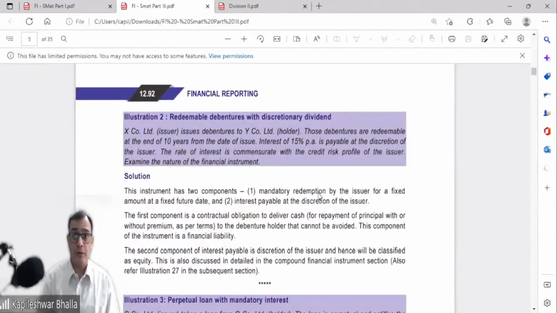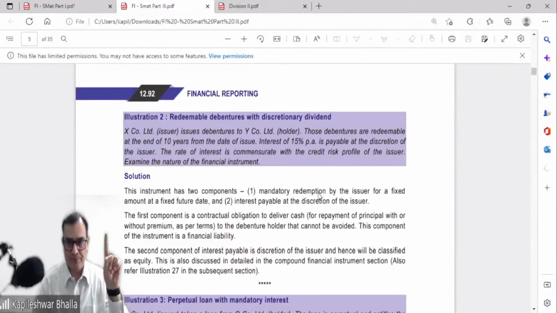Let's have a look at illustration 2. I would ask you, if your fundamentals are going strong, why don't you just read the heading of that illustration and take a call? Redeemable debenture, discretionary dividend. I think you can decide. If your fundamentals are good, you can easily decide: redeemable makes it FL, discretionary dividend makes it an equity component. So FL plus equity is a compound financial instrument. Wow. If you've been able to answer this, give a pat to yourself that you're going good.